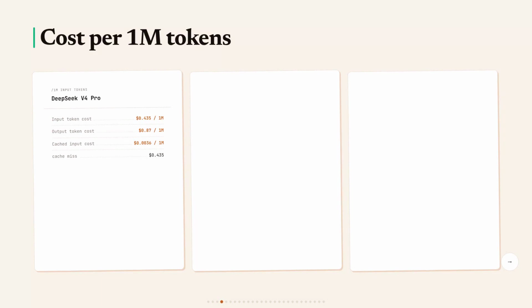Here's what that actually means at scale. At 10 million output tokens a month, a real volume for a production coding agent, DeepSeek V4 Pro costs you about $8.70. The exact same workload on Kimi K3 costs $150.